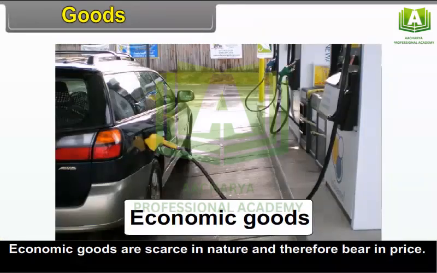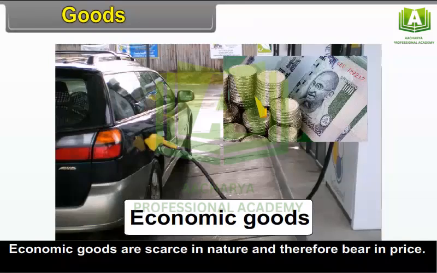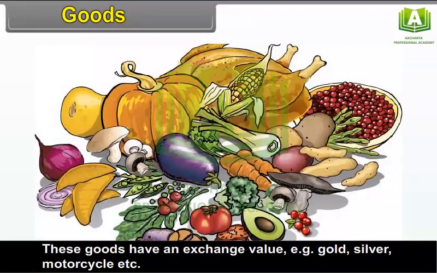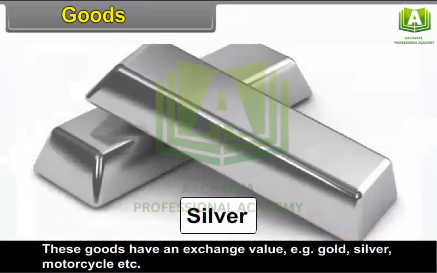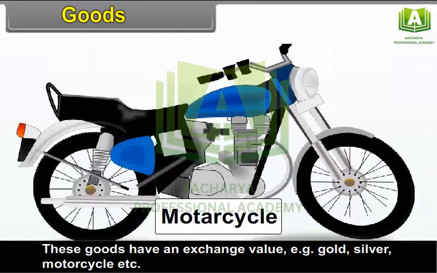Economic goods. Economic goods are scarce in nature and therefore bear a price. These goods have an exchange value. For example, gold, silver, motorcycle, etc.